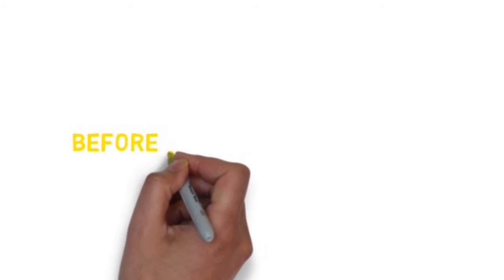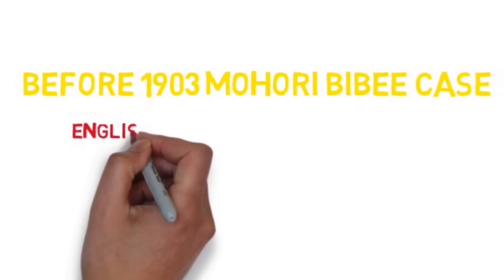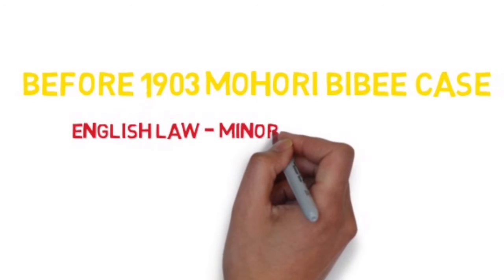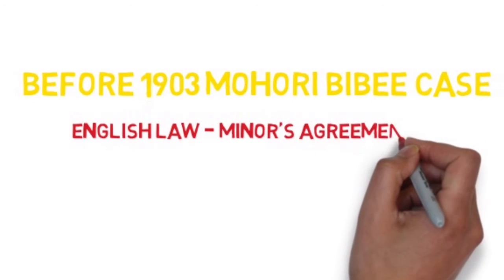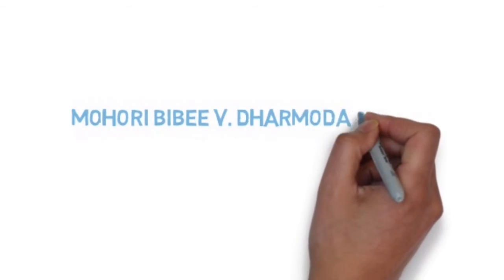So where does a minor's contract stand? Before the epic Mohori Bibee case, the English law provided that a minor's contract or a minor's agreement is a voidable contract. And this was the same in India also up till 1903, when one little baby boy named Babu Dhamodas Ghose made history with his case. So let's look into that historic case now.